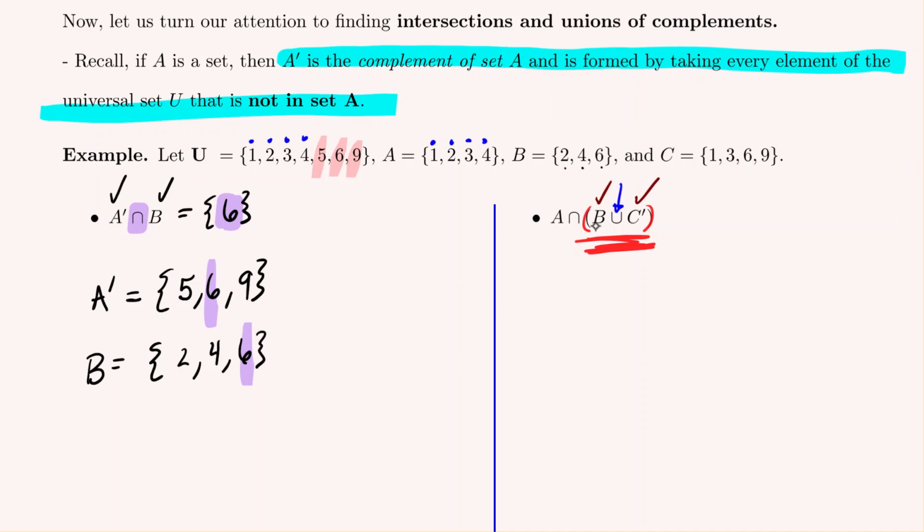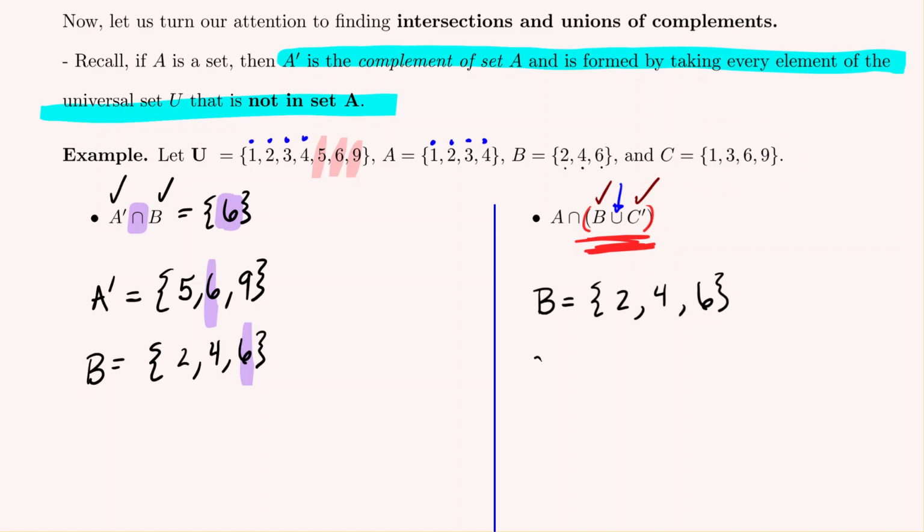Do we know what B is? Yes, B was one of our original given things, so I'm just going to copy that one out. No additional work needed. It was told to us. Okay, next, before I consider their union, I have to ask myself, do I know what C complement is? And the answer to that is not directly. I know what C is, so I can find C complement, but I need to do that work separately.